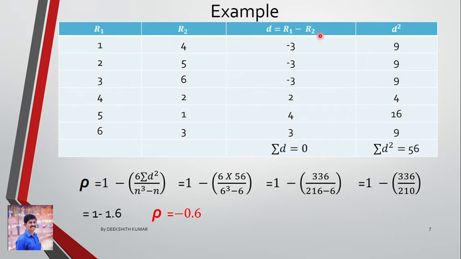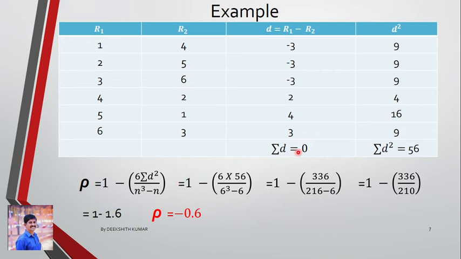R1 minus R2: 1 minus 4 is minus 3. 2 minus 5 is equal to minus 3. 3 minus 6 is equal to minus 3. 4 minus 2 is equal to 2. 5 minus 1 is equal to 4. 6 minus 3 is equal to 3. So this is d. When we add it, sigma d is equal to 0 here.